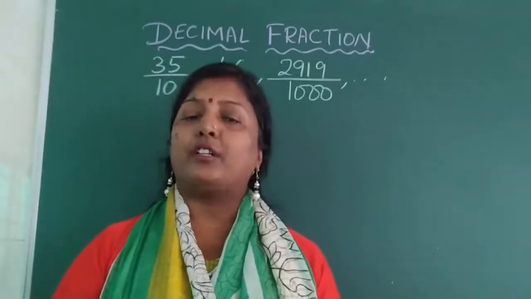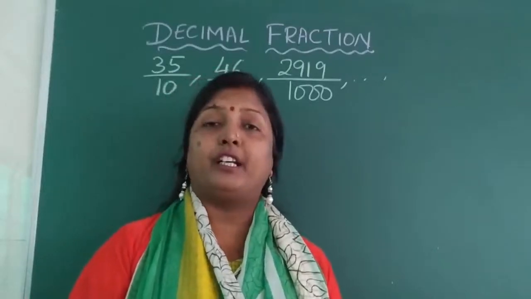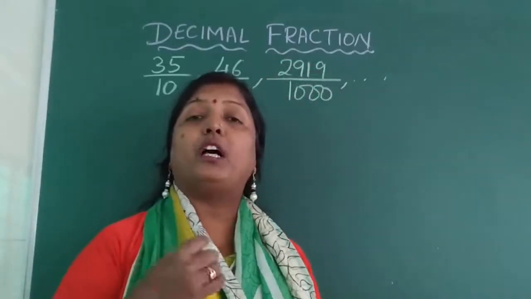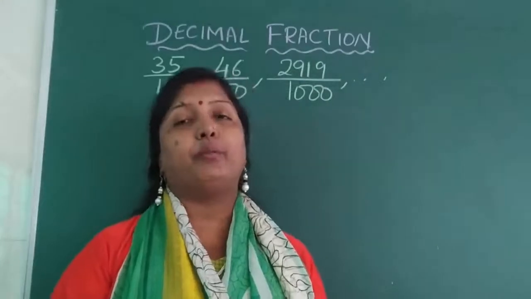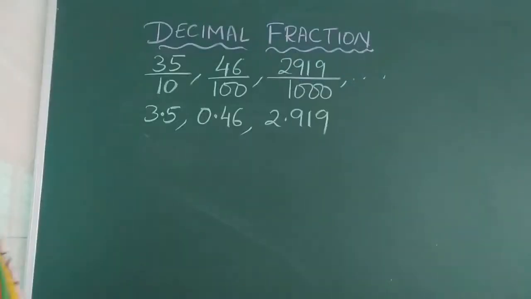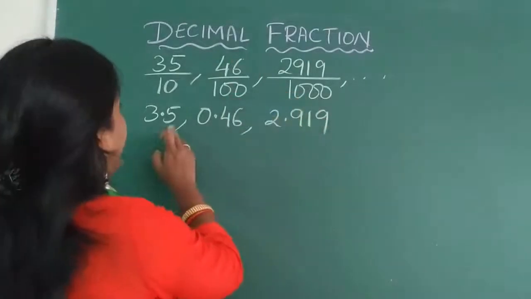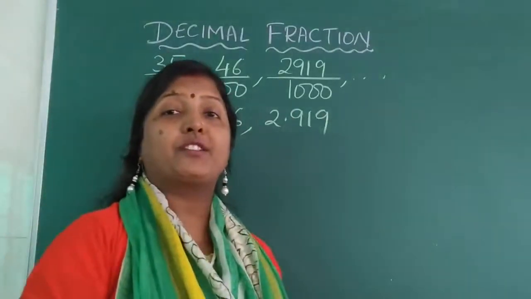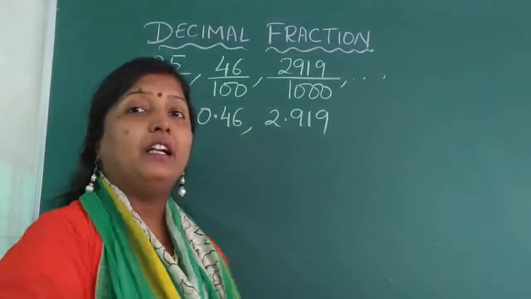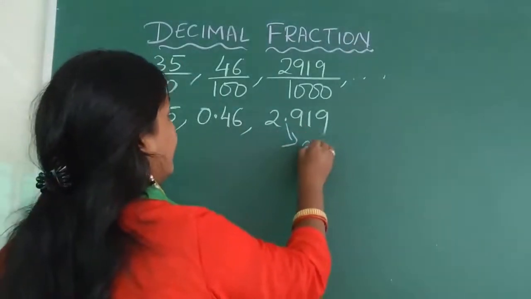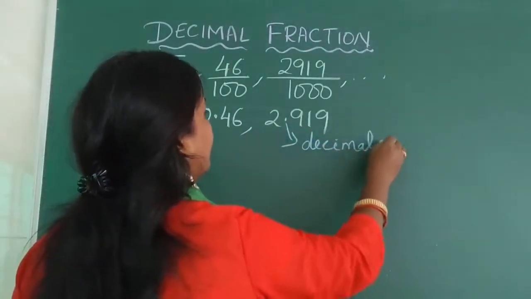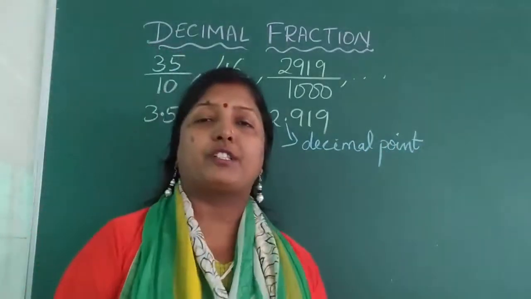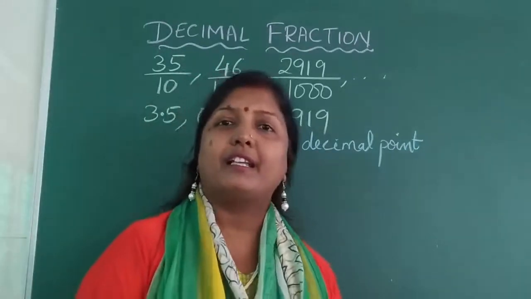Now why decimal fraction? Because these type of fractions can be written in a different way. What is that different way? You can replace this denominator with a dot, that is known as decimal point. So when a fraction can be represented with these dots, you can see the 10, 100, 1000 has been replaced by a dot that is known as a decimal point. Because of this decimal point, this chapter is known as decimal fraction.